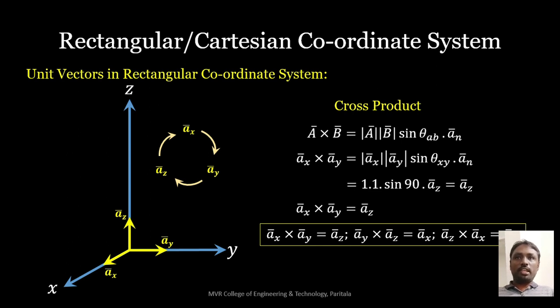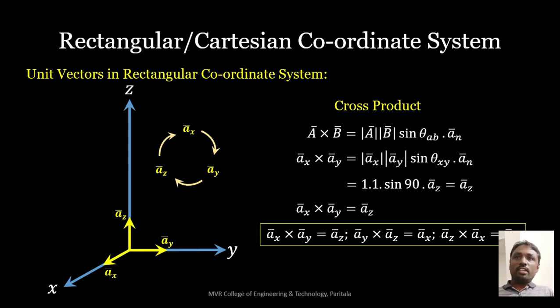So let us take ax cross ay. The remaining vector is az, so the answer is az. Ax cross ay is in sequence. Now let us consider ay cross az, that is out of sequence, so the answer is minus ax bar. Suppose we go with az cross ay, that is out of sequence, then the answer is minus ax bar.